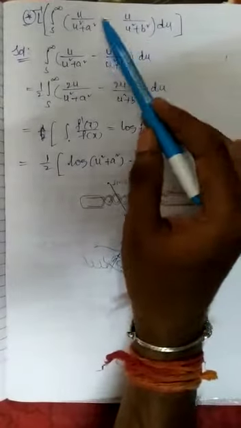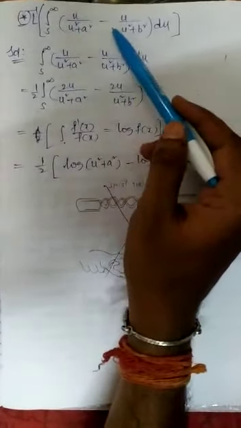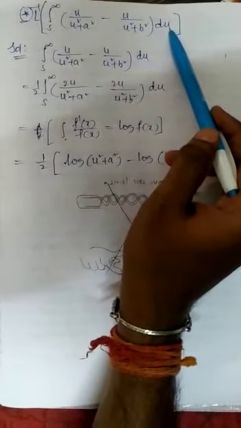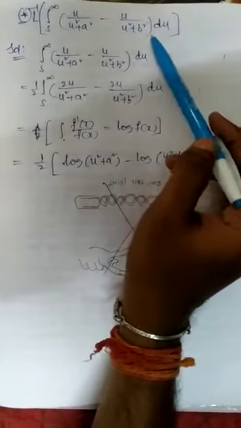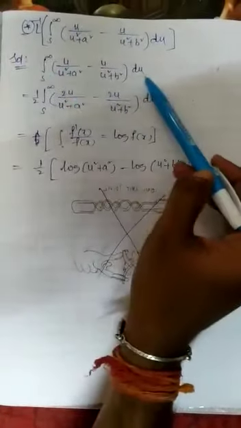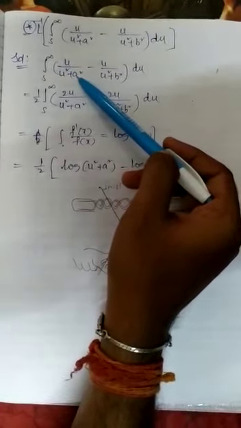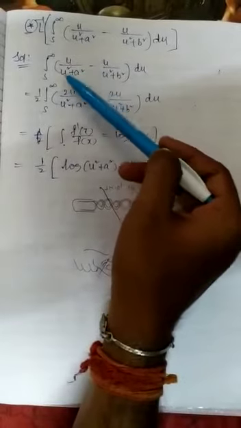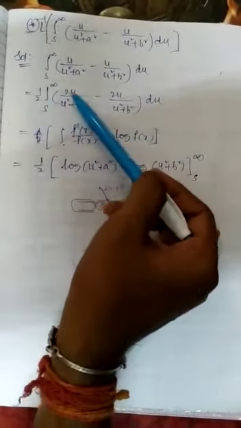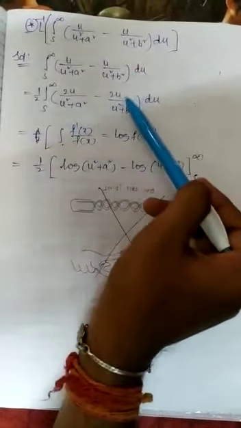Let us see one more problem here. Laplace inverse of integral s to infinity of u by (u square plus a square) minus u by (u square plus b square), du. Okay, similar to previous problems, we have to solve this problem. Here first we have to take this total function. Observe the function: directly we cannot solve the integration of u by (u square plus a square), so that's why multiply and divide with 2 first. So you will get 2u by (u square plus a square) minus 2u by (u square plus b square).